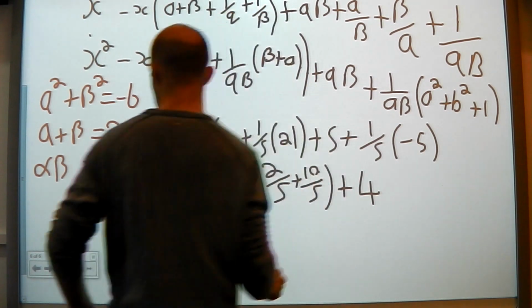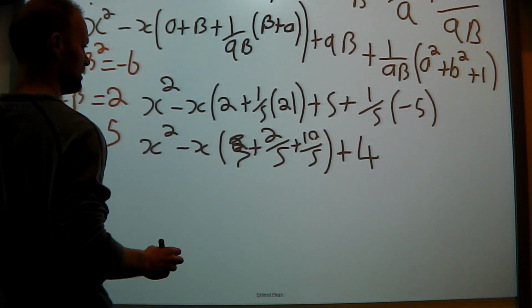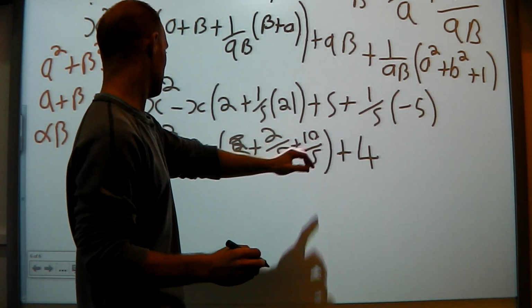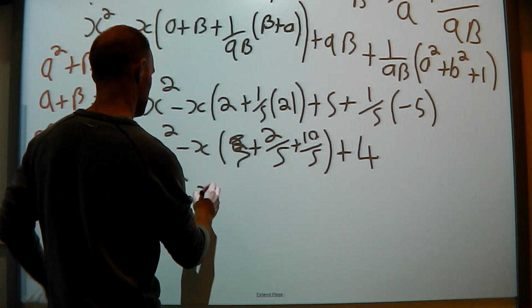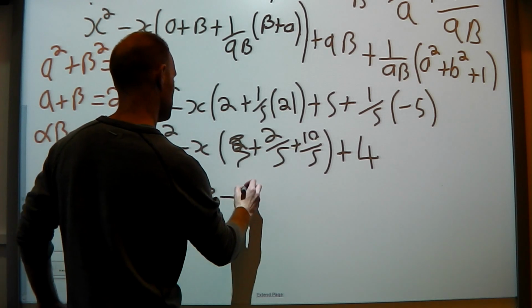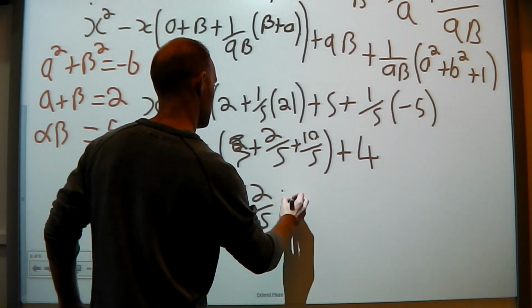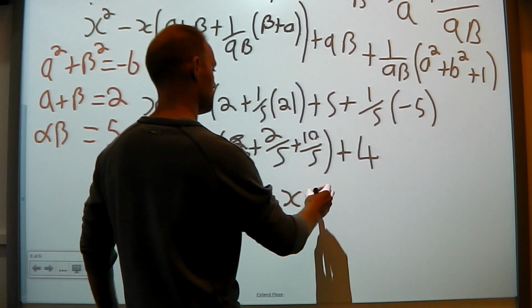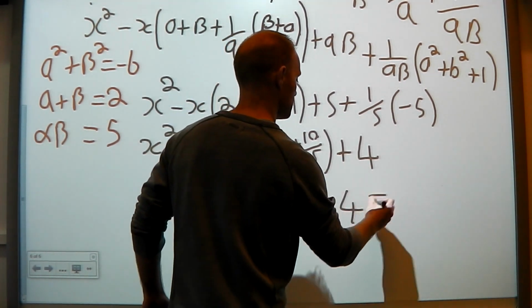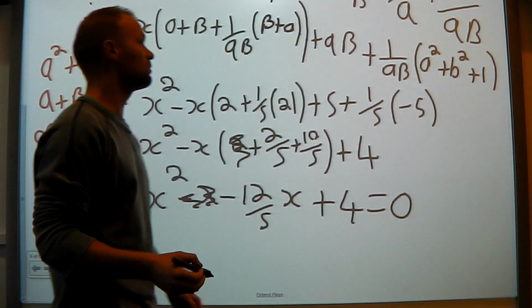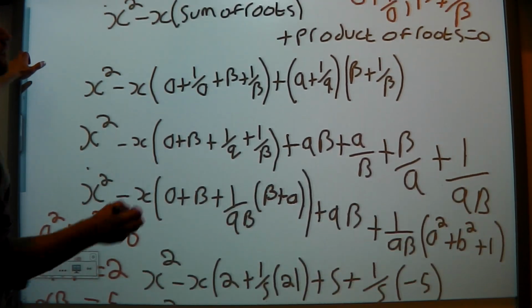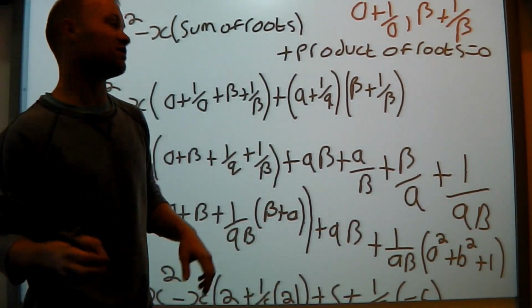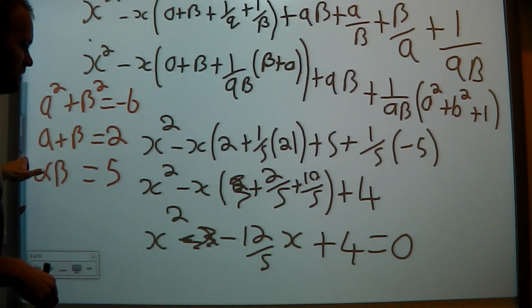Now we're going to finish it up on this line here. So that's 12 over 5. So your answer is x squared minus 12 over 5 x plus 4 equal to 0. So that's the quadratic equation whose roots are alpha plus 1 over alpha and beta plus 1 over beta. That's your equation there.